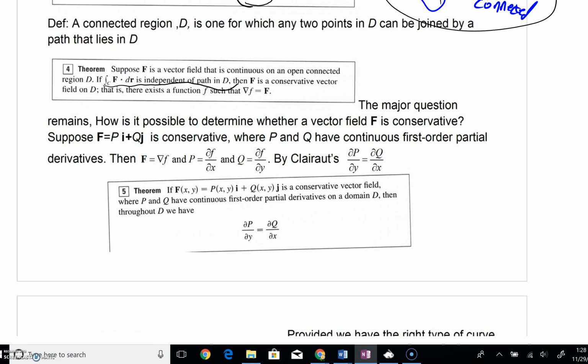Again, it's the same frustrating situation. You could say, my goodness, we need something a little bit more practical. It's this major question right here. How is it possible to determine whether a vector field is conservative? Because if it is, we can use that really cool shortcut, right? So we want to know, how can we say that I now know that the vector field here is really the gradient of some other function. So suppose that we have our vector field, and suppose it is conservative. Now that seems to be the wrong direction, but that's okay.